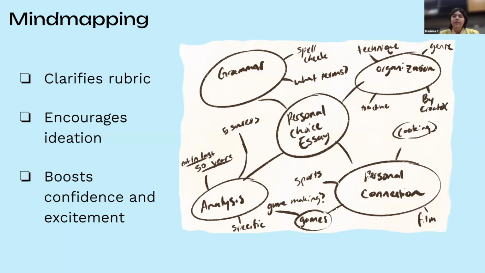And what this does for a student is it lets them think about everything they want to do without the pressure of getting it right immediately. It often can help kids get excited, and one important thing it does is it helps the student to know exactly what the rubric is asking them.